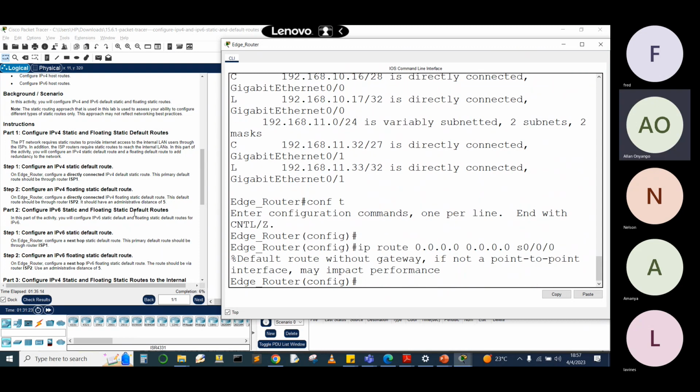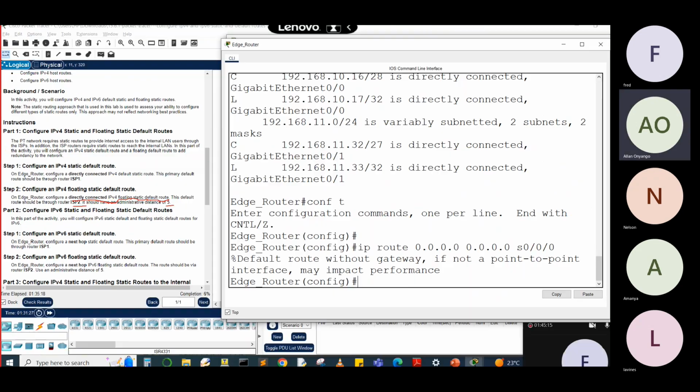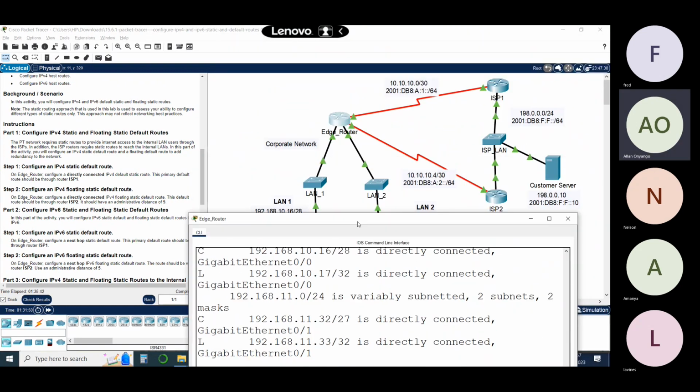We have 6 marks already. And the next one says, and you can read it with me. Step 2, on the edge router, configure a directly connected IPv4 floating static default route. This default route should be through ISP2 and it should have an AD of 5. Very good. So what are we doing? This is what we are doing.